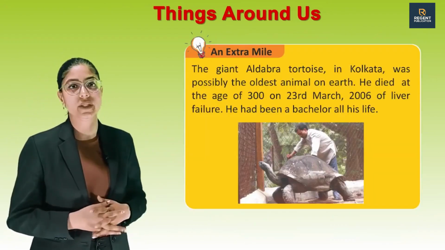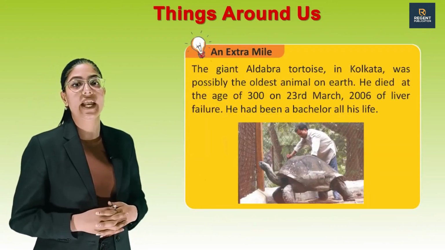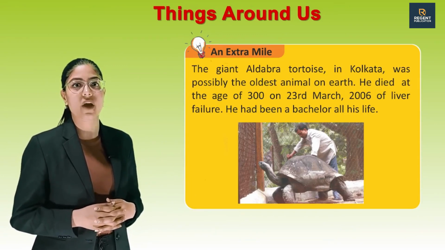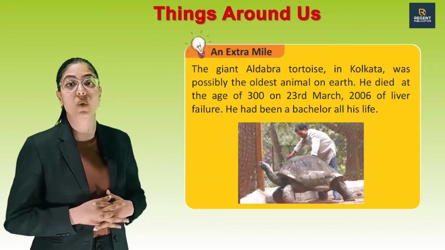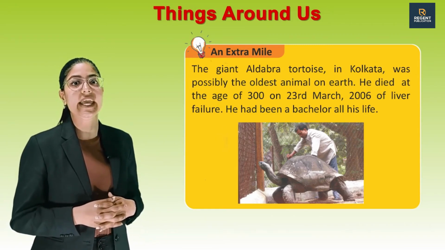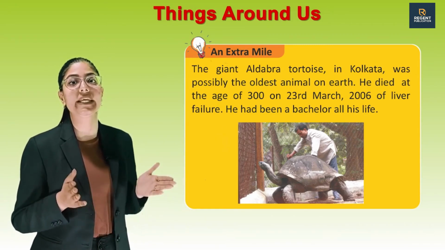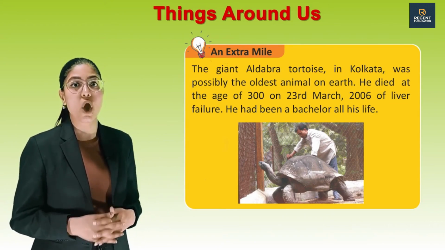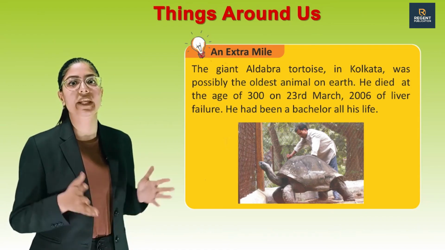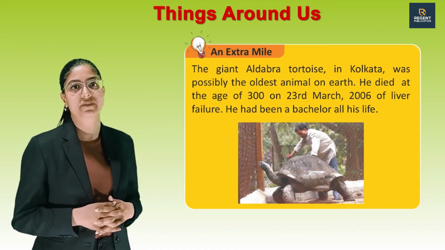Let's see an extra mile. The giant Aldabra tortoise in Kolkata was possibly the oldest animal on the earth. He died at the age of 300 on 23rd March 2006 of liver failure. He had been a bachelor all his life.